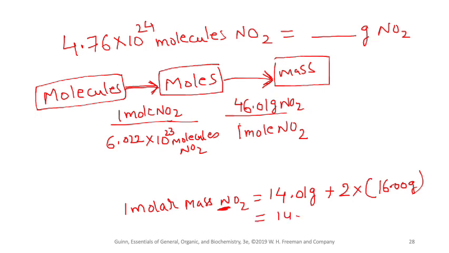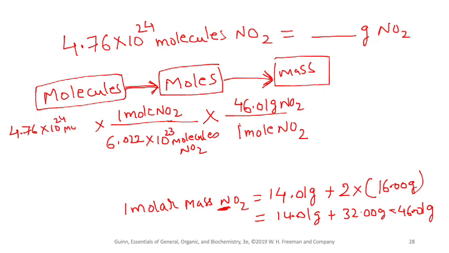So if you add them both, 14.01 grams plus 32.00 grams, you will end up with 46.01 grams. So 1 mole of nitrogen dioxide is 46.0 grams of NO2. Once you have everything, multiply this number with your given number, 4.76 times 10 to the power 24 molecules of NO2.